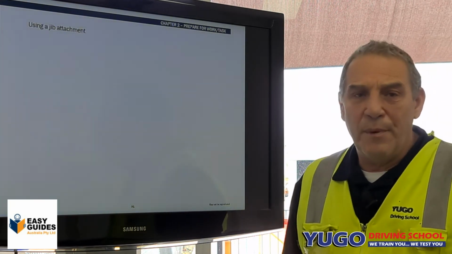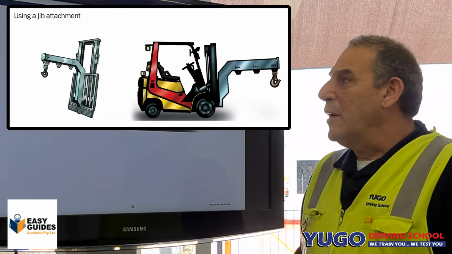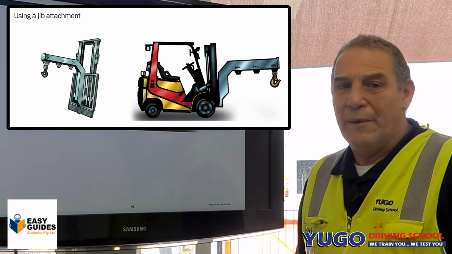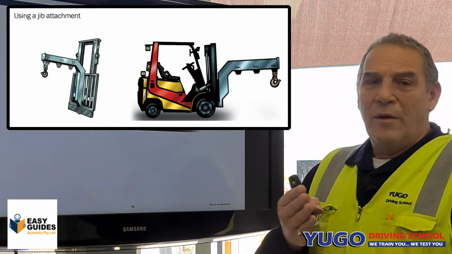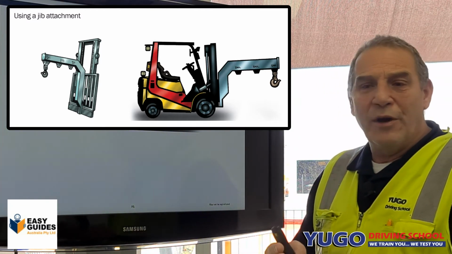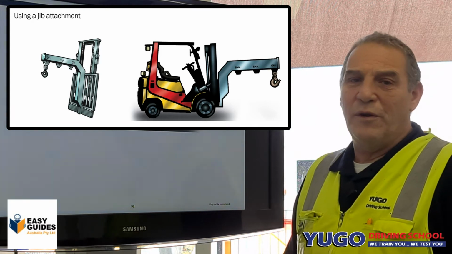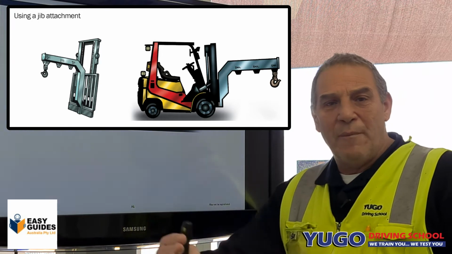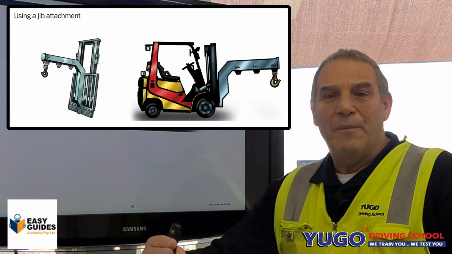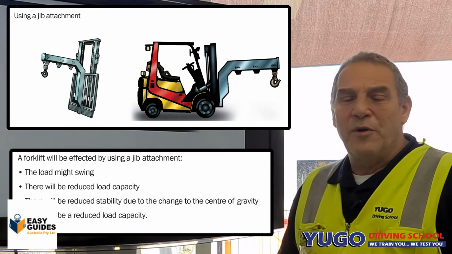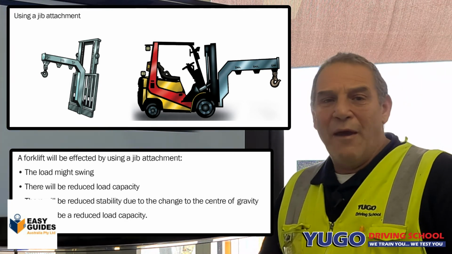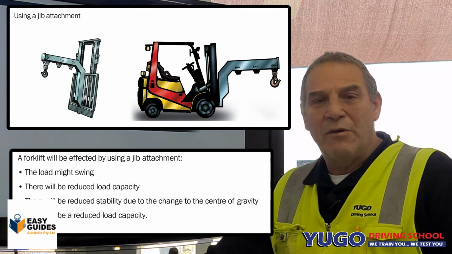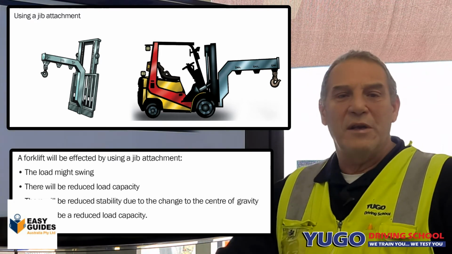Using a jib attachment, you've just converted your forklift into a mobile crane. Converting into a mobile crane, you're going to have a different effect on your forklift. As you take off, your load will start moving back and forth, or swing. Now, if your load's moving back and forth, you're going to have a variable load center distance. It will increase and decrease, increase and decrease.